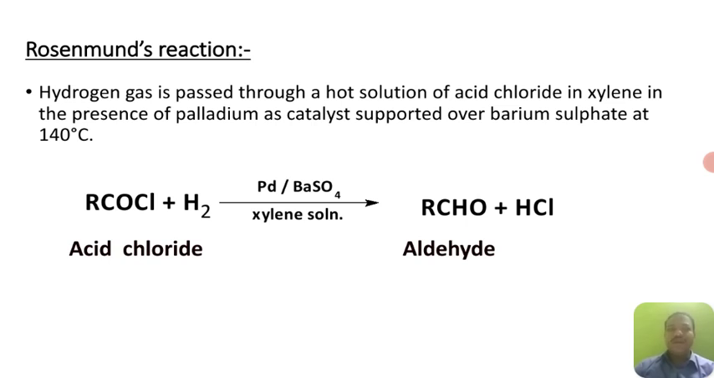We all know that in the Rosenmund reaction, we use a partially deactivated palladium catalyst. So how is this palladium catalyst partially deactivated? By the use of barium sulfate. What does this barium sulfate do? Barium sulfate will act as a catalytic poison.